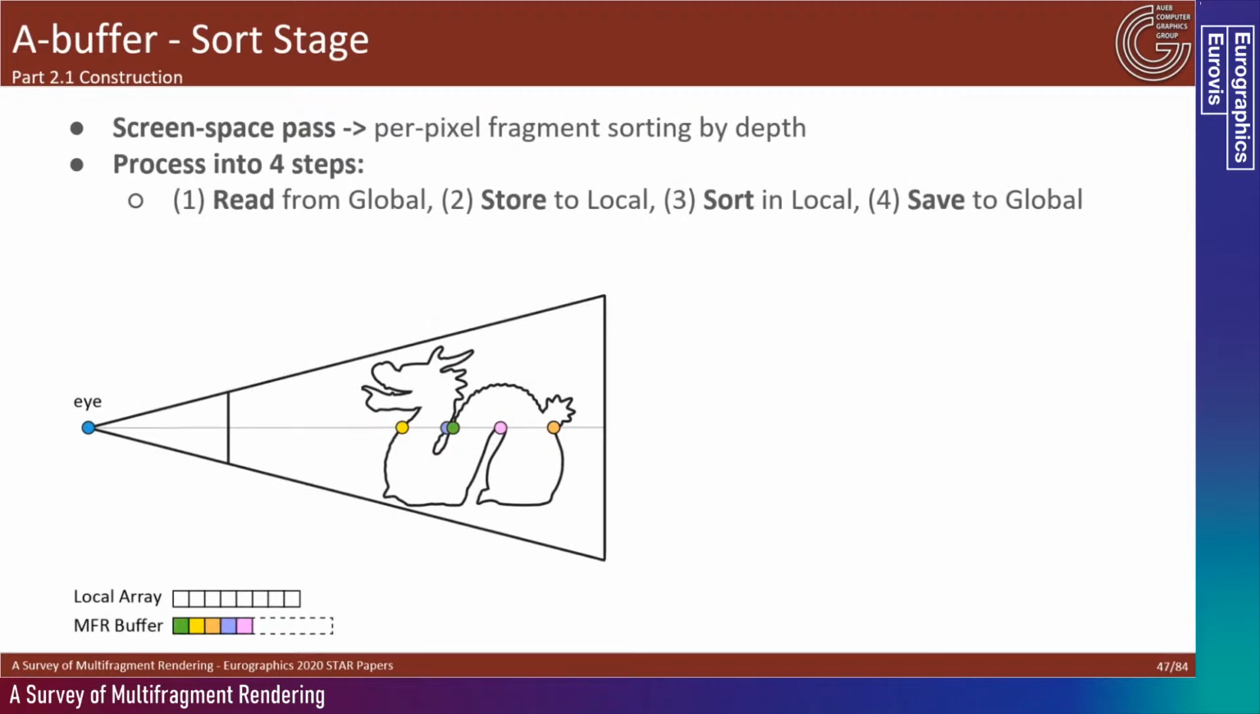So now let's talk a bit about the sorting stage. After all fragments have been stored to the A buffer, they're sorted by depth in a subsequent screen space pass, as we discussed earlier. This process in general is divided into four main consecutive steps. First, the depth values of the captured fragments are fetched from the global memory. Then the data is stored onto a per pixel local structure, like a local array. Third, the local data is sorted based on the depth. And finally, the sorted data is stored back into the global memory.